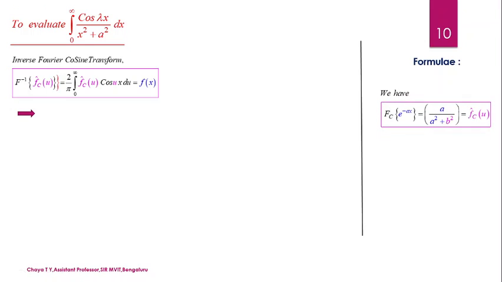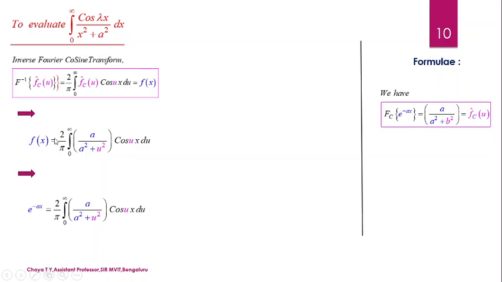Now we are going to substitute for the Fourier cosine transform. From the previous steps, the Fourier cosine transform is given by the expression a by a square plus u square. Substituting this, the inverse Fourier cosine transform will be f of x is equal to 2 divided by pi integral 0 to infinity a divided by a square plus u squared into cos ux du. Now we are going to compare the integral with the required expression and simplify accordingly.